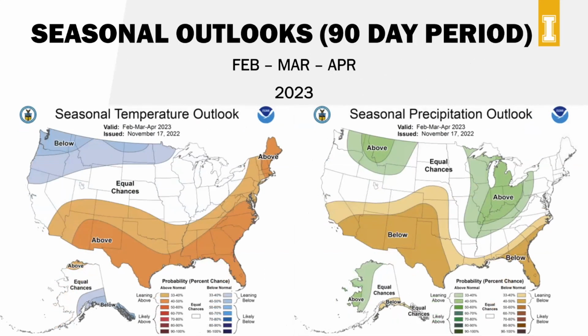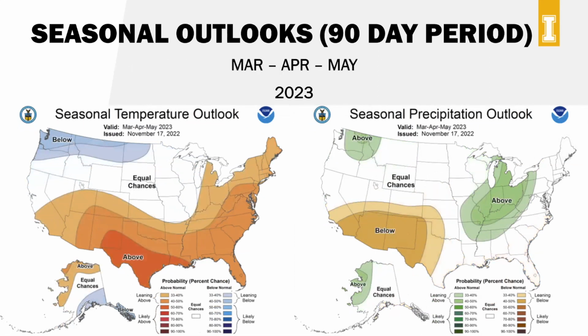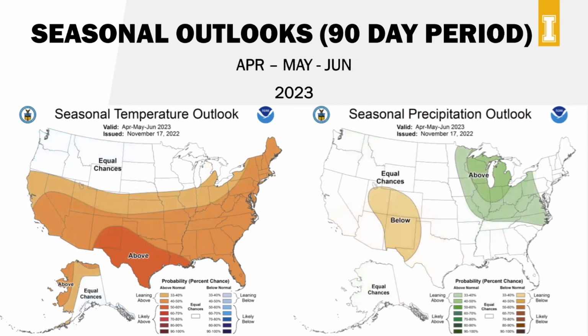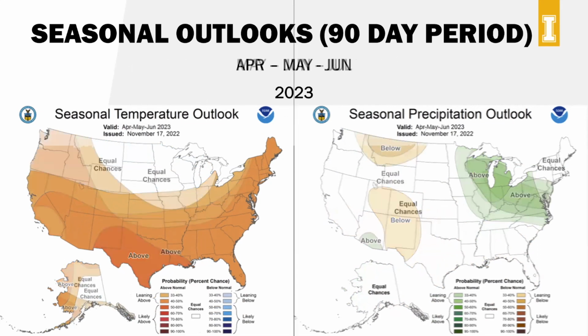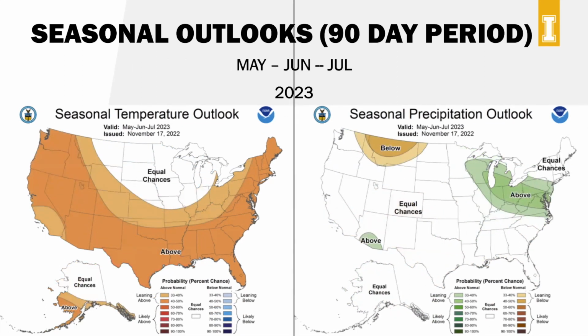Advancing forward by 1 month, the February, March, April outlook again forecasts the cooler, wetter conditions will continue into the early spring. March, April, and May forecast indicates that the cooler, wetter conditions are beginning to recede out of Idaho. The April to June forecast indicates that there are equal chances of temperature and precipitation conditions being above, at, or below normal in Idaho. For the May through July 90-day period, the forecast shifts to above average temperature across the state and below average precipitation in the north.